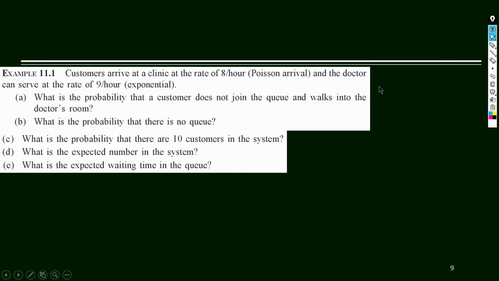Okay, so there is an example here. It's written that customers arrive at a clinic at a rate of 8 per hour, Poisson arrival. That means the arrival is following Poisson distribution. And the doctor can serve at a rate of 9 per hour, that is exponential.